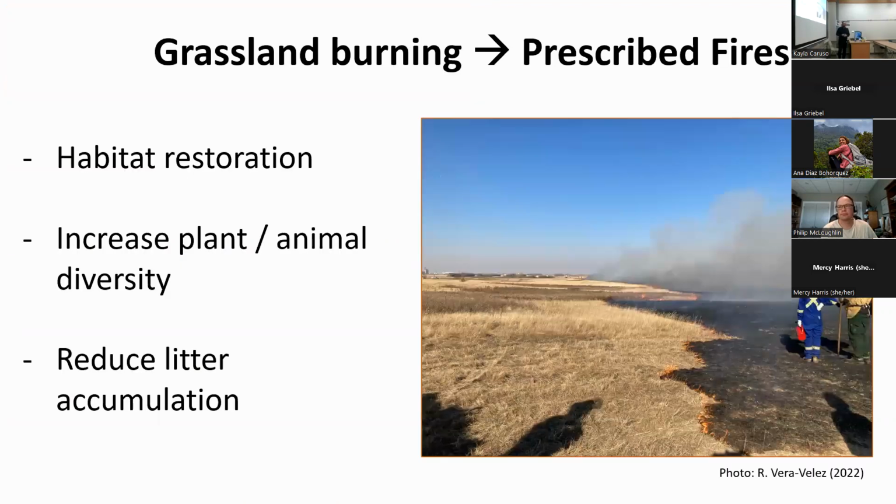So we know already that grasslands that are being affected by prescribed fires have some benefits. For example, habitat restoration. When we conduct prescribed fires, we can improve the habitat quality of the area. We can also increase plant and animal diversity. Sometimes when areas are dominated by invasive species, we can put some fire on that to reduce the dominance of those invasive species, and that helps native species to regrow.